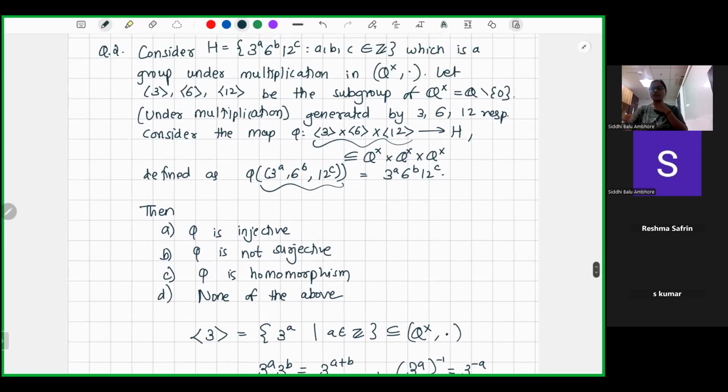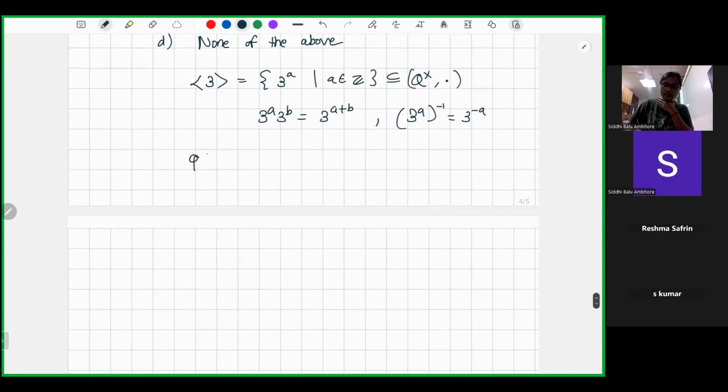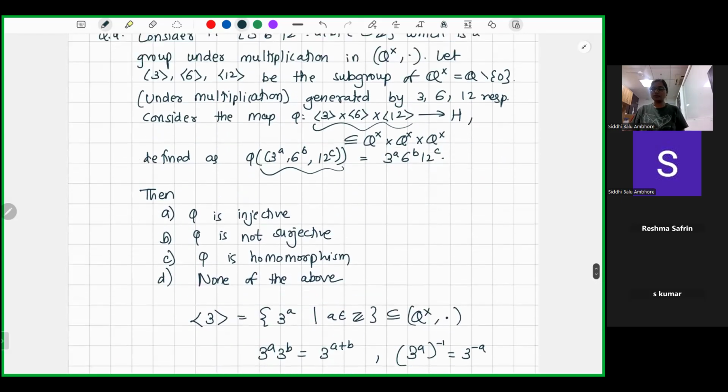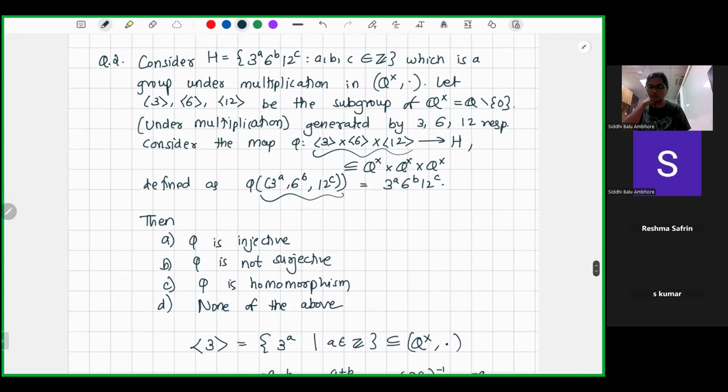Any doubts here? The way it is defined, and my phi is from this, and phi of any element is of this form here: 6 power b, 12 power c. I mean, this is a tuple, 3 power a, 6 power b, 12 power c, and now this is in Q star. This is some rational number. So what we have to check is whether phi is injective. So can phi be injective? Is phi injective?